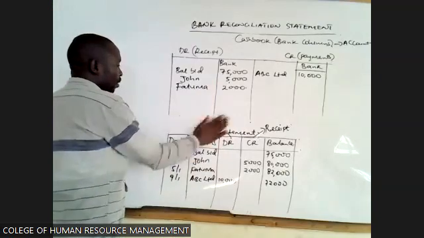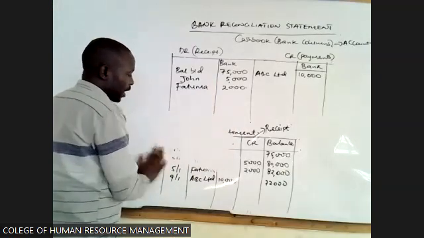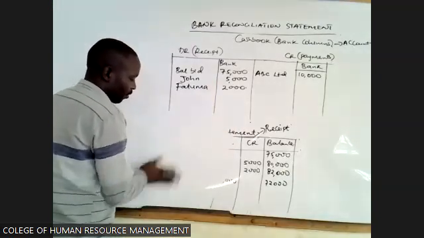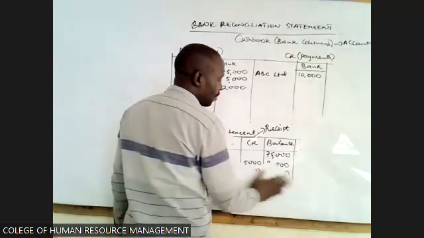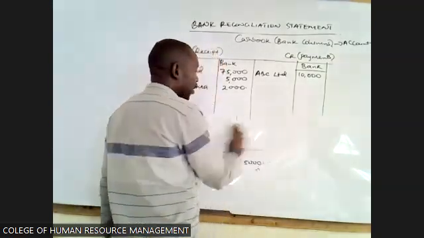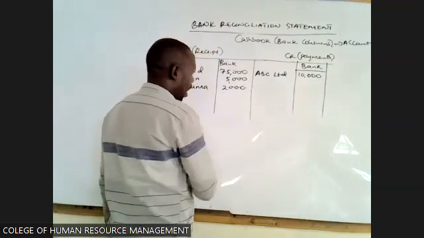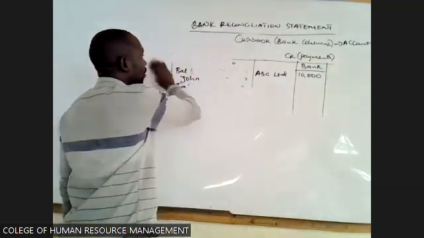The next step is to explain what makes the cash book and the bank statement balances differ. Reasons why the cash book and the bank statements differ.